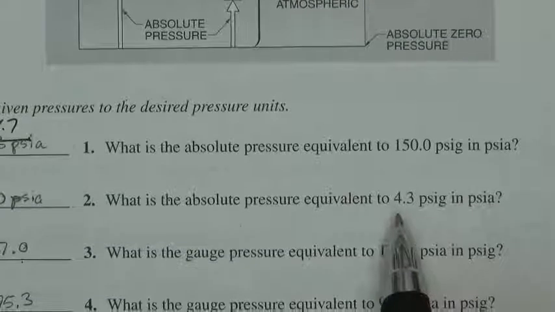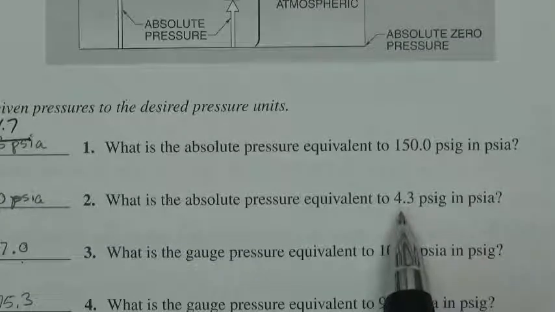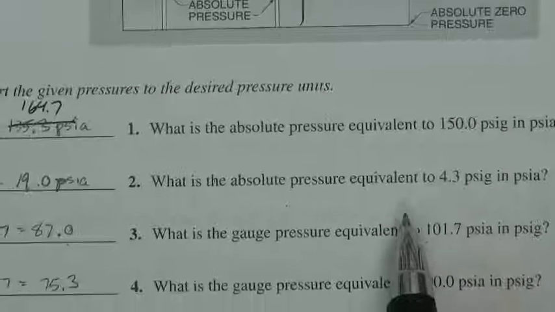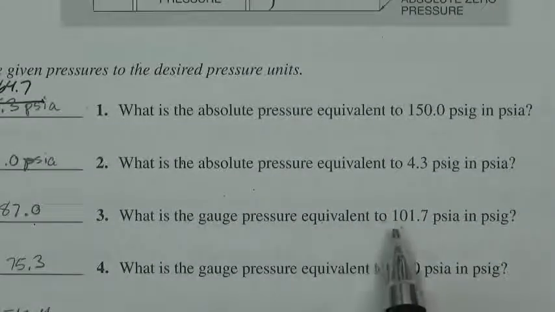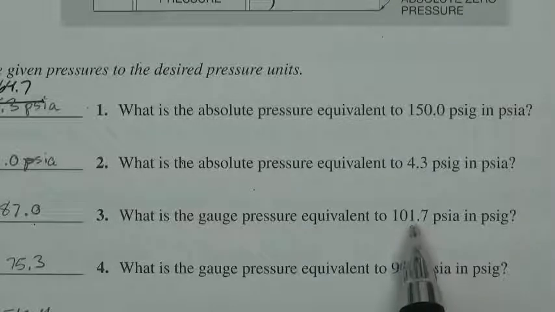What is the absolute pressure equivalent to 4.3 PSIG in PSIA? So we're going to add 14.7 to that, and it's going to turn out to be 19. What is the gauge pressure equivalent to 101.7 psi absolute in psi-G?